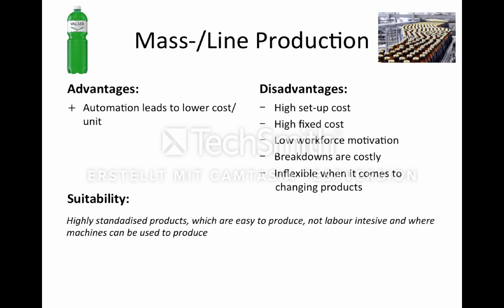The advantage of mass line production is the automation, which leads to a lower cost per unit. Disadvantages are high setup cost, high fixed cost, low workforce motivation, costly breakdowns, as well as inflexibility when it comes to changing products. Highly standardized products, which are easy to produce, not labor intensive, and where machines can be used, are produced in mass line production.